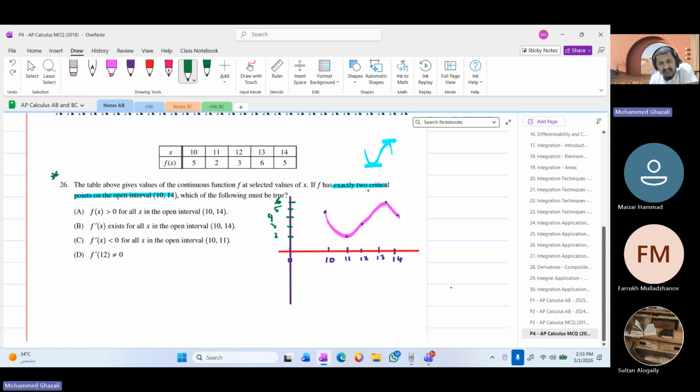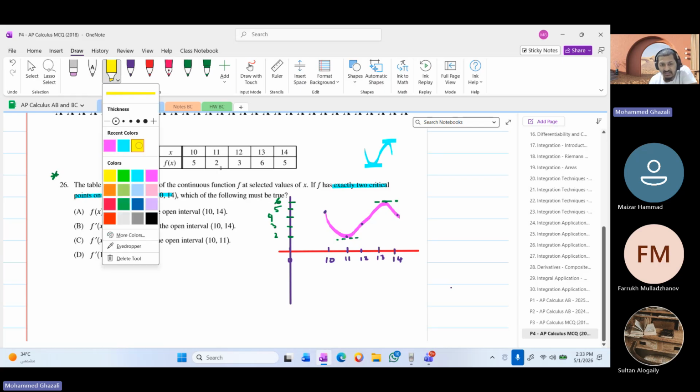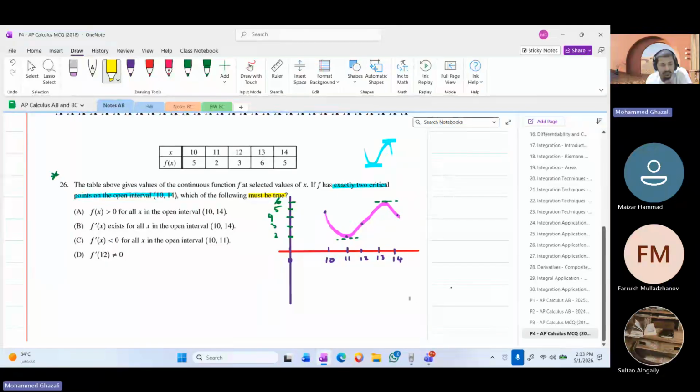Now, if f has exactly 2 critical points, so I'm just assuming maybe there's a critical point at 11, and there's a critical point at 13. I'm just assuming. Now, let's see which option is the best option. It must be true. Must be means it's guaranteed to be true. So, f of x is greater than 0 for all x in the open interval 10 to 14.